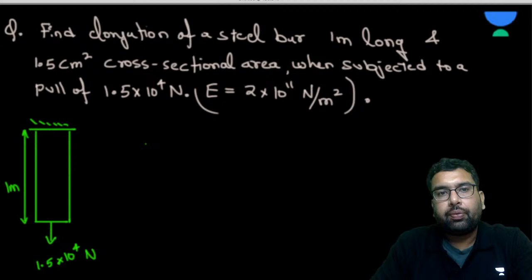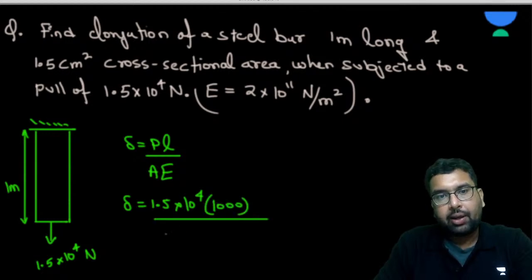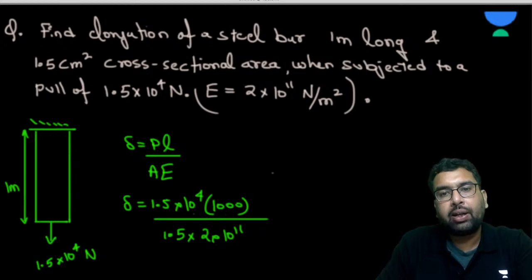Right. Now see, what is the elongation? So elongation is PL upon AE. Right. So what is going to be the elongation? What is P? P is 1.5 into 10 to the power 4. What is L? L is 1 meter, that is 1000 mm. Upon area, area is 1.5 and E is 2 into 10 to the power 11. So from here we can get the delta. So when we solve it, see what we are getting. So 10 to the power 11, so 4 and 7.